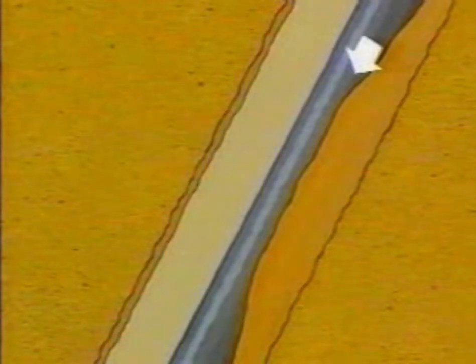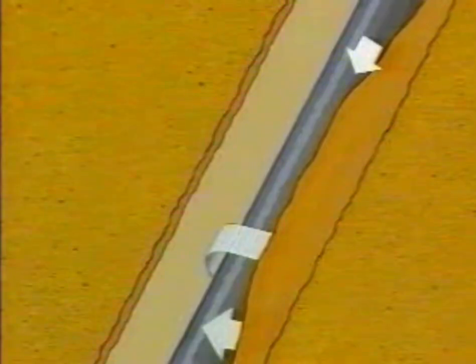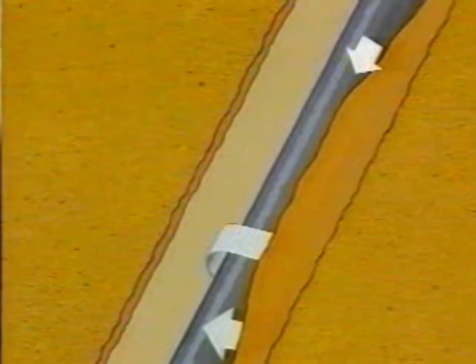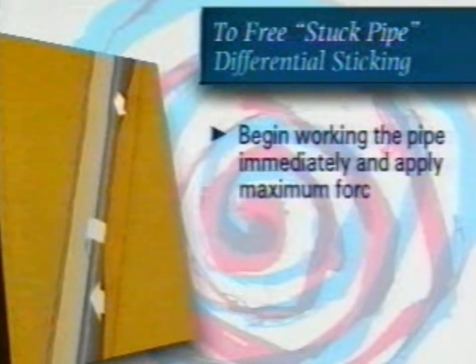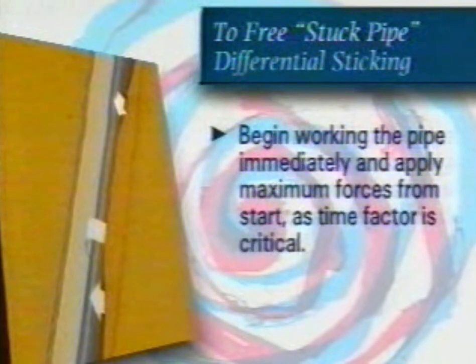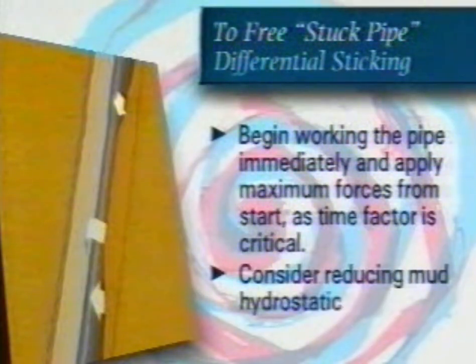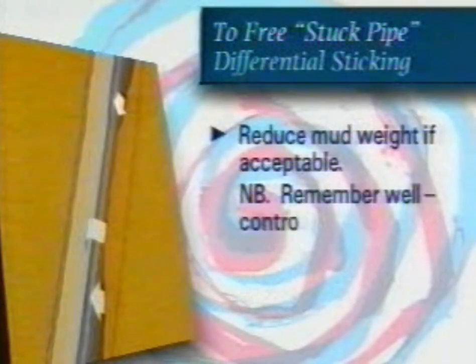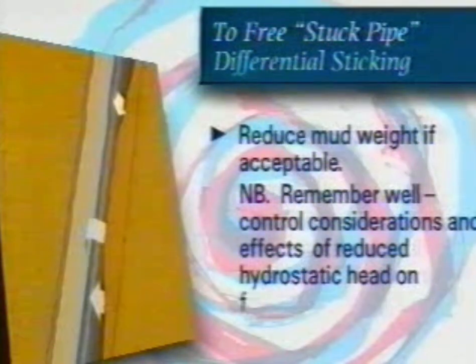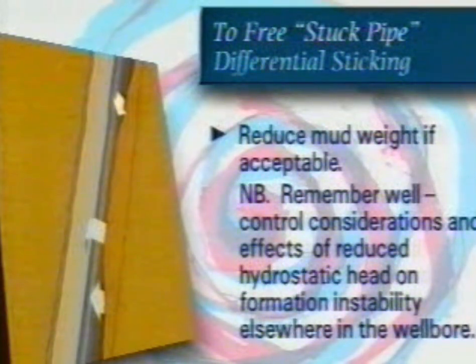To free the pipe in this situation, it's necessary to work or jar the pipe downwards and apply right-hand torque. Additional action might be to begin working the pipe immediately and apply maximum forces from the start, as time is a critical factor. Consider reducing the mud hydrostatic. Reduce the mud weight if acceptable. It's important to remember any well control considerations and the effect of reduced hydrostatic head on formation instability elsewhere in the wellbore.